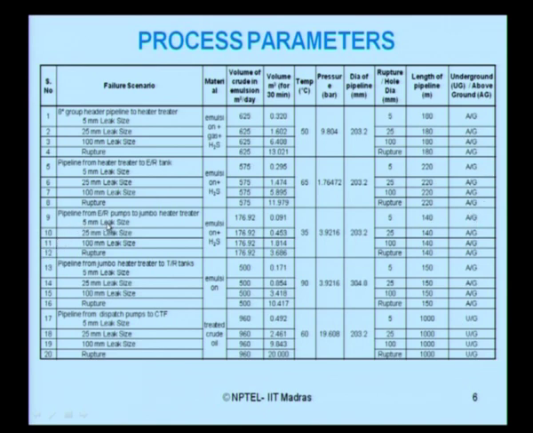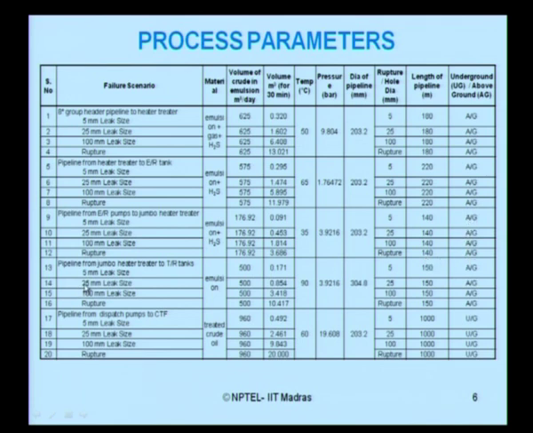Thirdly, the pipeline from the emulsion recipient tank to the jumbo heater treater has a volume of 176.92 cubic meter per day. The volume in cubic meter in 30 minutes is calculated from this, because I am looking at a 30-minute leak scenario. The operating temperature is now reduced to 35 degrees Celsius, and the pressure is now increased from 1.7 bar to 3.9 bar. The diameter of the pipeline is again 8 inches, and I am analyzing the rupture for all 4 cases. The length of the pipeline is about 140 meters, and the pipeline is located above ground.